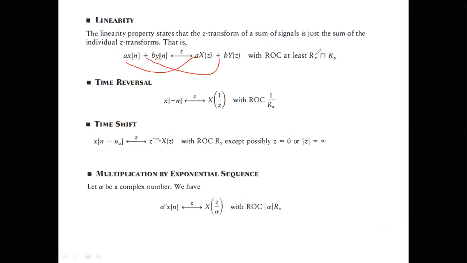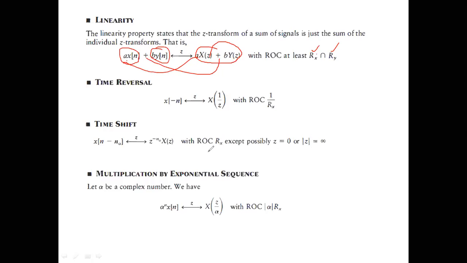What happens to the ROC, by the way? The ROC will be the intersection of the individual ROCs. The total ROC will be the intersection of the individual ROCs. In some of the regions, only the first one, X of n, will be stable. In some of the cases, only the Z transform of Y of n will be stable. Now, whenever you add them to get a collective Z transform, the complete ROC is that region where both of them are stable.